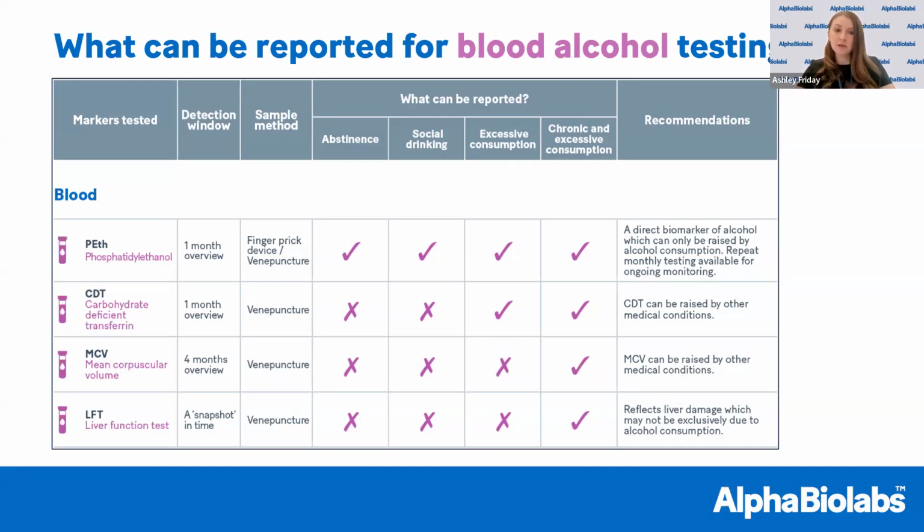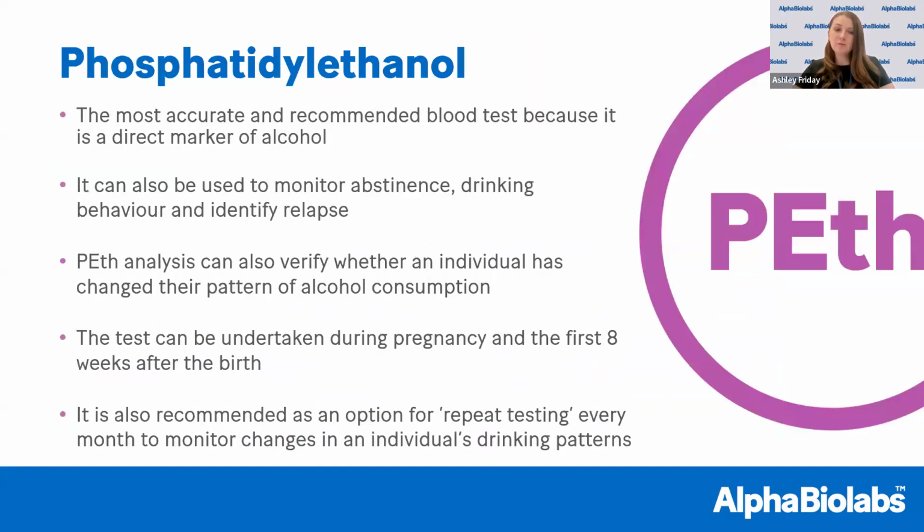The one we would recommend would be your PEth testing, which is the top one there. The reason for this is that it's a direct marker of alcohol. So unlike the other blood tests that I just touched on, this is only present once alcohol is being consumed. So it can monitor different things: your abstinence, social drinking, and also chronic and excessive drinking. It gives a better overall picture.